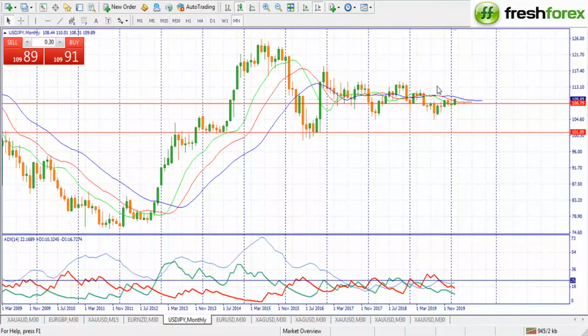So we are waiting for that good sell up to this, the first take profit. Then the next one is at 101.09.